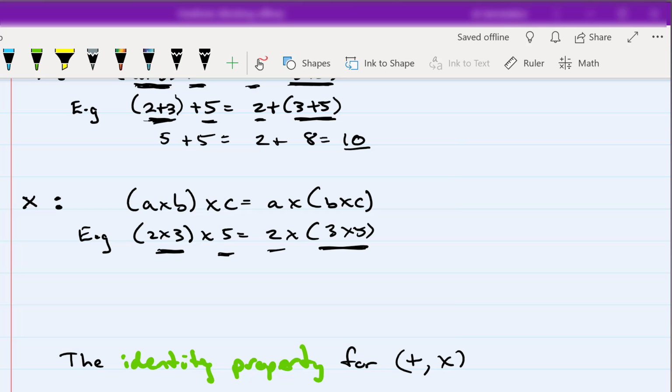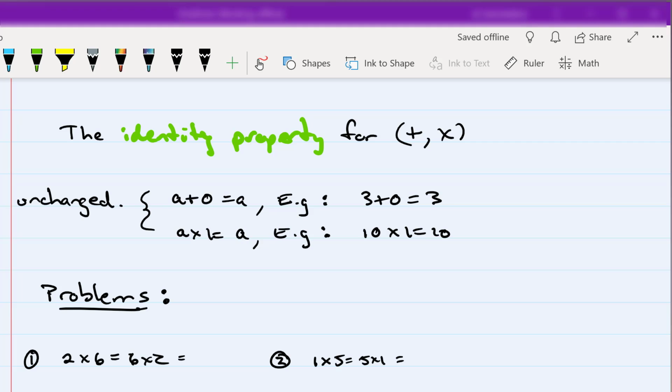Let us check. On the left-hand side, 2 times 3 is 6, times 5. That's 30. And on the right-hand side, that's 2 times, and then we do 3 times 5 first, that's 15, which is also 30. So the left-hand side and the right-hand side are the same for addition and multiplication, and that's called the associative property.